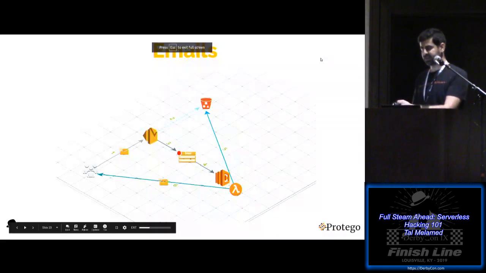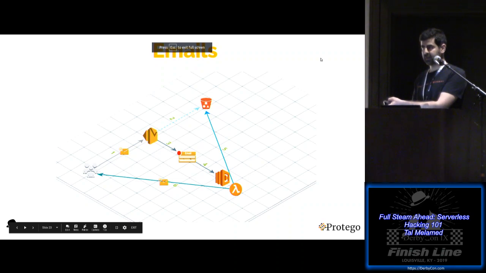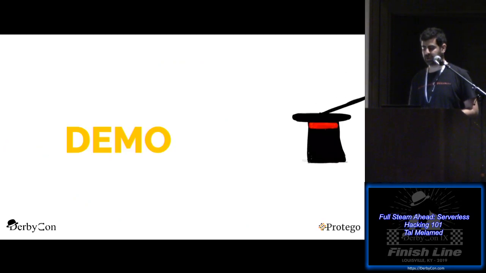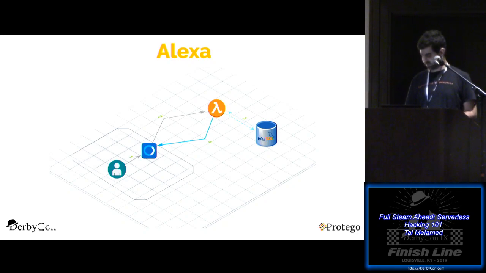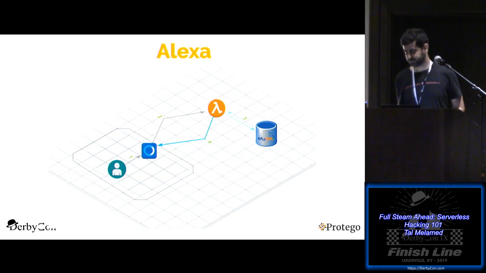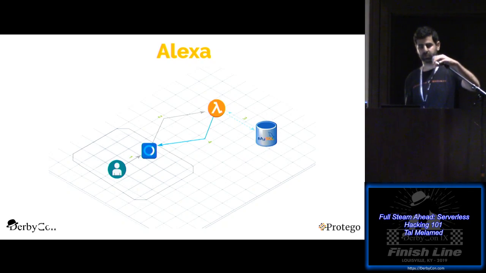So we see that we can exploit applications through emails, which is not so conventional in the regular web applications that we know. So now we're going to see a live demo. Hopefully it will work, and we'll finish with that. So I have Alexa here. Let's hope it's going to work.